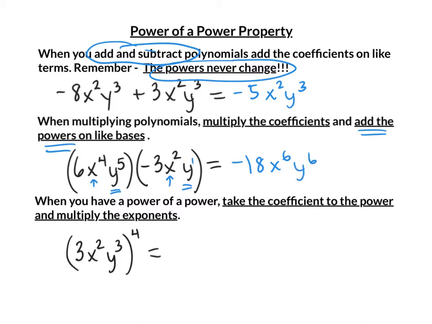And the one we just learned, this is not 3 times 4. That's a coefficient. It's not an exponent. You only multiply exponents. This is 3 to the first power. 1 times 4 is 4. It's going to become 3 to the fourth. Take the coefficient to the power. 3 to the fourth, I believe, is 3 times 3 times 3, 4 times, I think it's 81. X squared to the fourth power is x to the eighth. And y cubed to the fourth power is y to the 12th. When you have a power of a power, you multiply your exponents.